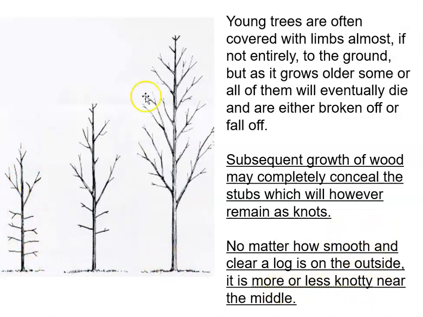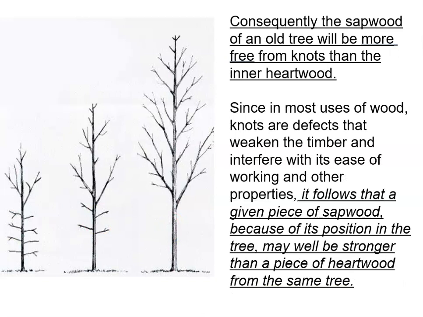So this little sapling became this tree, and all these little branches eventually fell off, but buried within this trunk here are the knots. So it doesn't matter what this looks like years later. The fact is there most likely were branches down here at a point, and they have left knots behind. Consequently, the sapwood of an old tree will be more free from knots than the inner heartwood. Okay, so again, the trunk of the sapling is now the heartwood within the tree here. So the heartwood here most likely has knots in it.